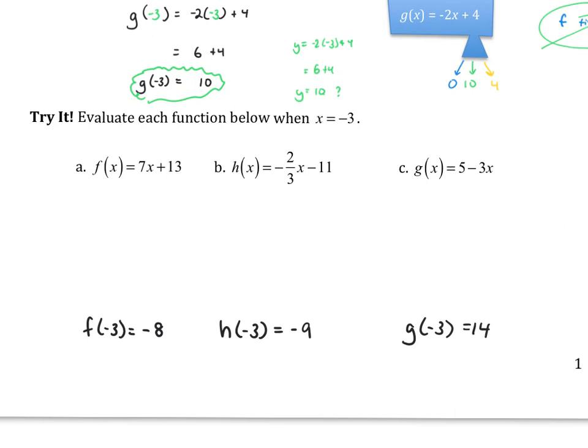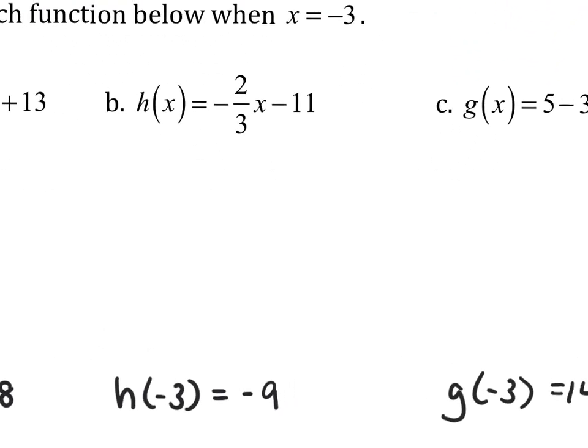Now, we've checked your answers here: substituting a negative 3, out comes a negative 8, etc. I bet you have a question here on B. How did this work? Let's walk through it. h of negative 3 is equal to the negative of 2/3 times negative 3 minus 11.